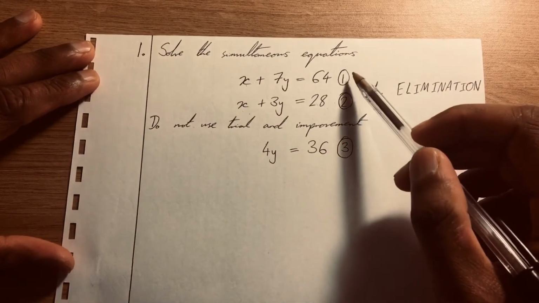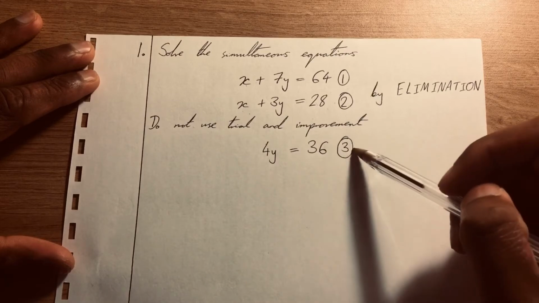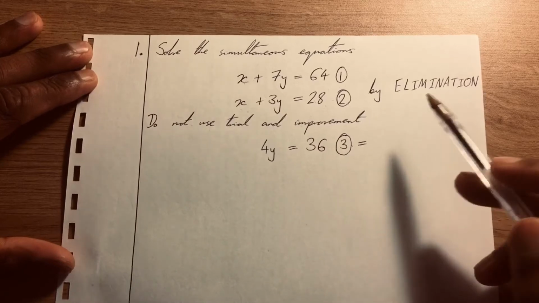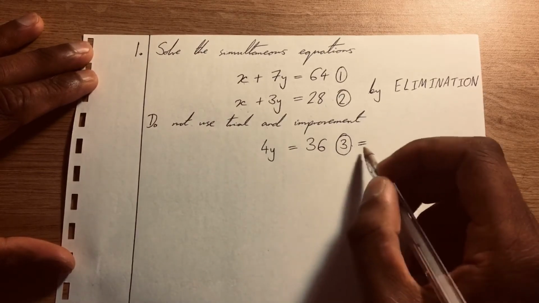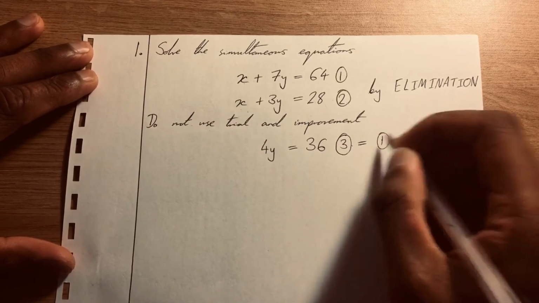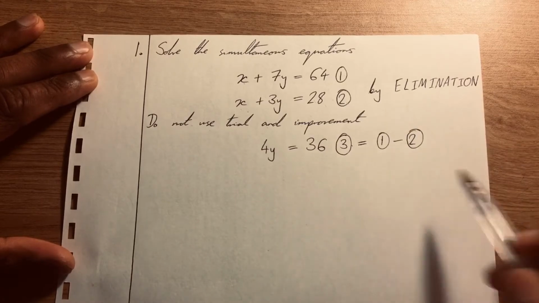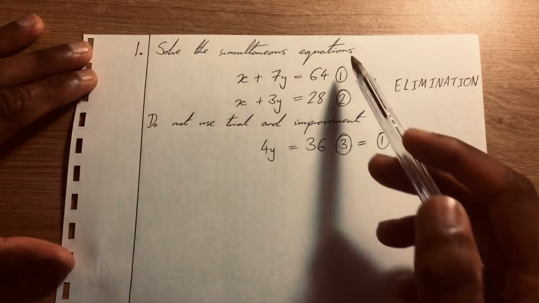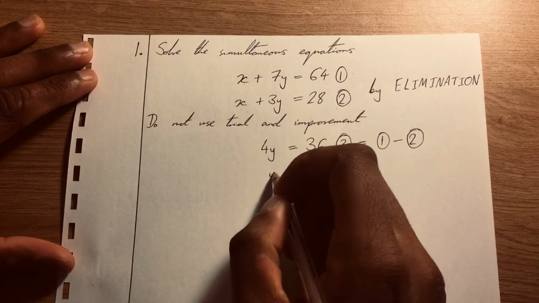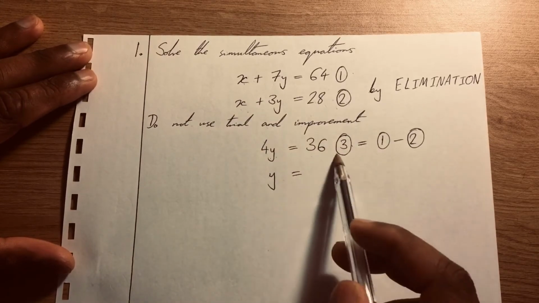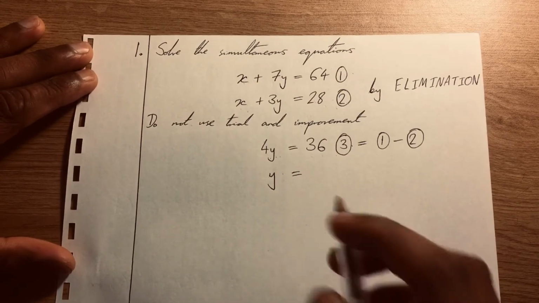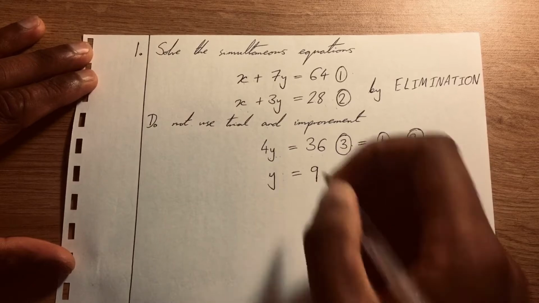It's so important that you label your equations 1, 2, and 3, just because it makes the solving of this equation so much easier. So we can say equation 3 is equation 1 minus equation 2. And when you're looking over your work at the end of the exam, this kind of method of numbering each equation makes life a lot easier. So we've got 4 times y equals 36. I'm going to divide by 4 on both sides. So I get y equals 9, and that is my first answer.